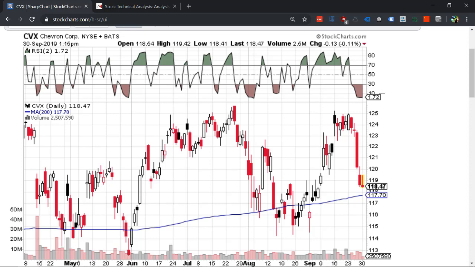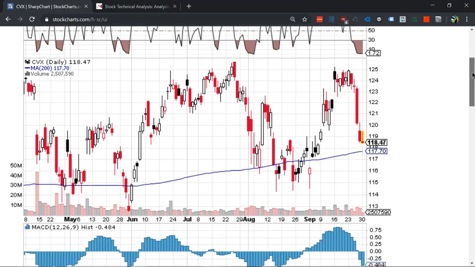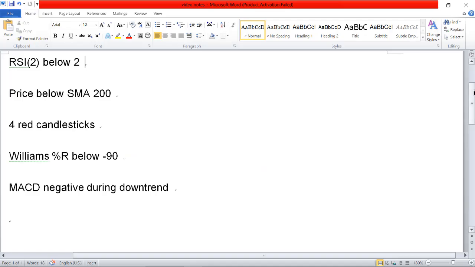And by the way, everything I say today in this video works on the opposite side. So what I'm going to tell you today are technical signals that work on the long side. You see this, you buy long. You see this, you buy long. You see this, you buy long. But on the other side, you see RSI 2 is above 98, you short. Price is above SMA 200, you short. You see 4 green candlesticks in a row, you short.